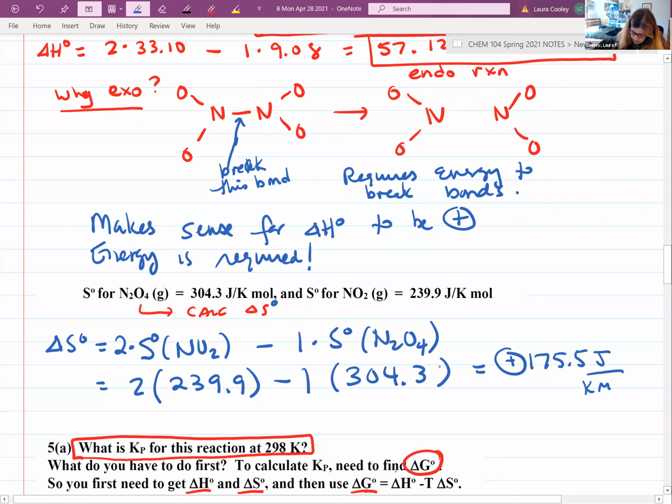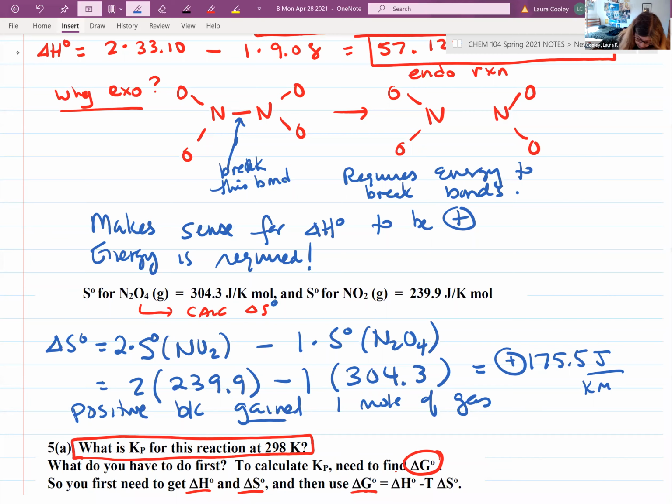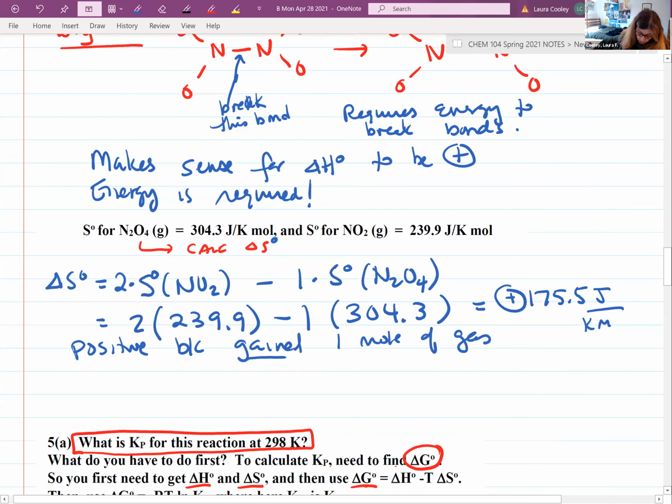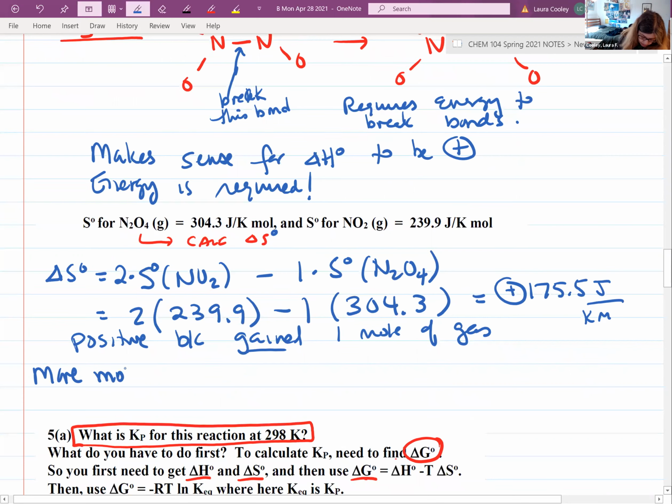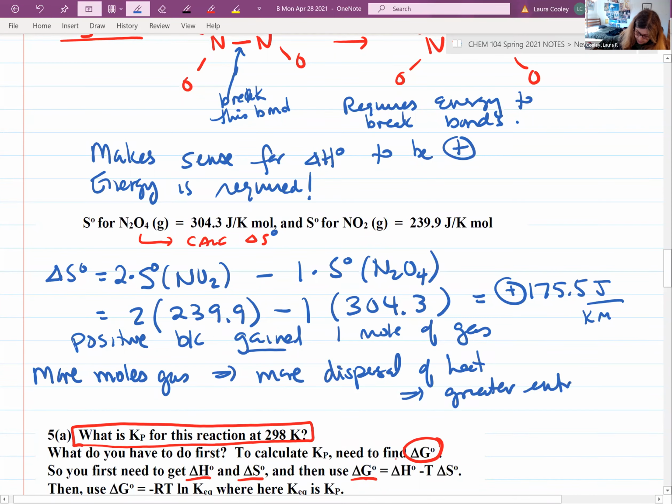Positive. That's right. This is positive because we gained 1 mole of gas. And gases are better able to spread out thermal energy to disperse heat. So more moles of gas, more of an ability to disperse heat, which is what entropy is all about. So more moles of gas, more dispersal of heat, greater entropy. And so you have a positive sign here.